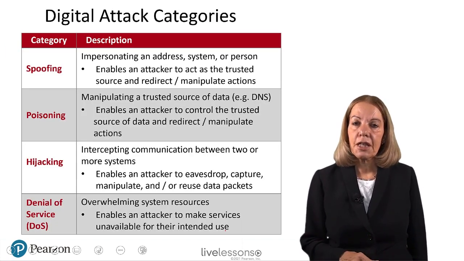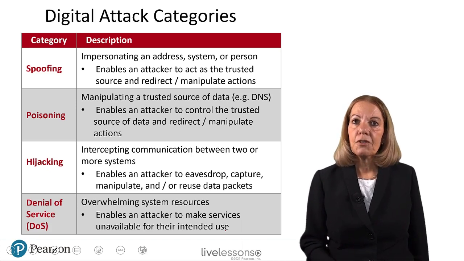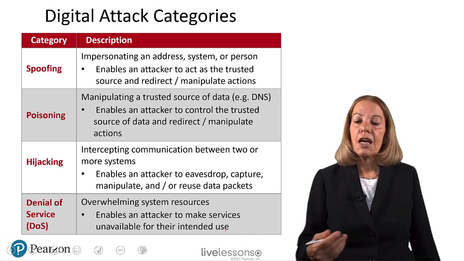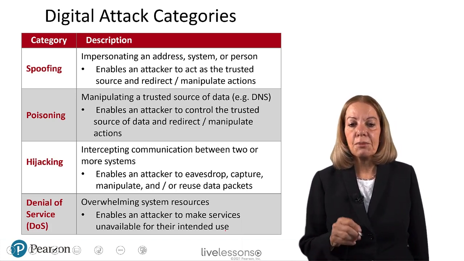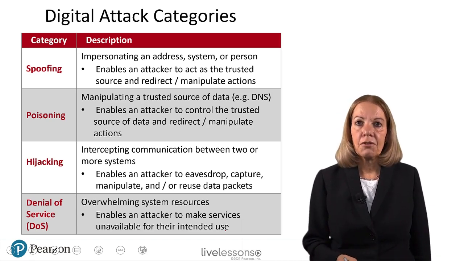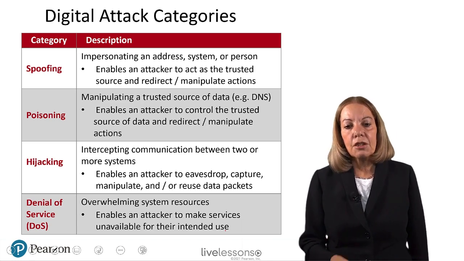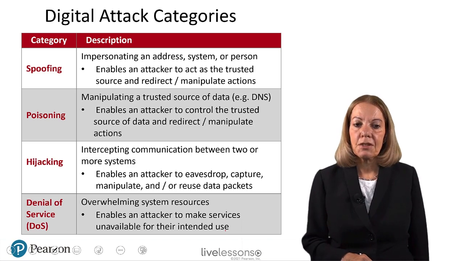Now, there are 4 digital attack categories you need to be familiar with: spoofing, poisoning, hijacking, and a denial of service. Spoofing is impersonating an address, a system, or a person. That enables the attacker to act as the trusted source and redirect or manipulate actions. Poisoning is actually manipulating the trusted source of data. For example, DNS zone files, or a routing table, or an ARP cache, enabling an attacker to control the trusted source of data and redirect or manipulate actions.